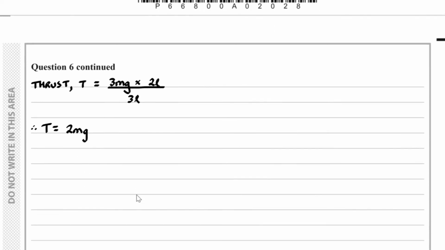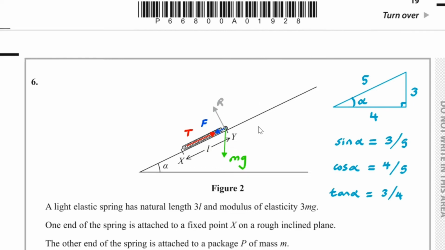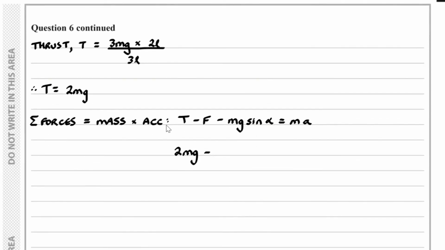Now we need to use Newton's second law, which tells us that the sum of the forces is equal to the mass times the acceleration. So if I use that, I've got T, and then I've got opposing that the friction force and the component of the weight parallel to the plane. So I've got T minus F minus mg sine alpha. This is equal to the mass m multiplied by the acceleration. Now I know what T is, that's 2mg. I know what F is. F is 4mg over 15.